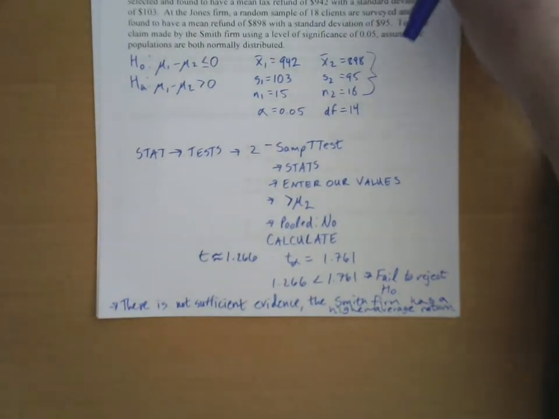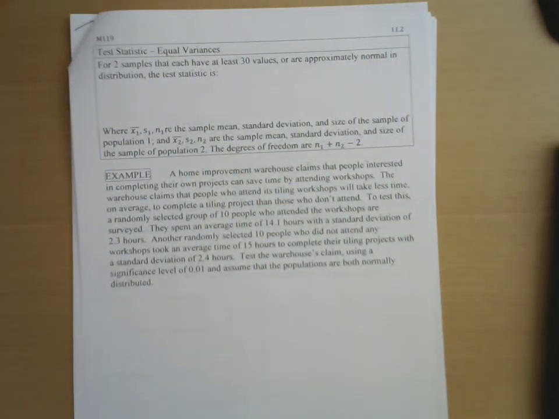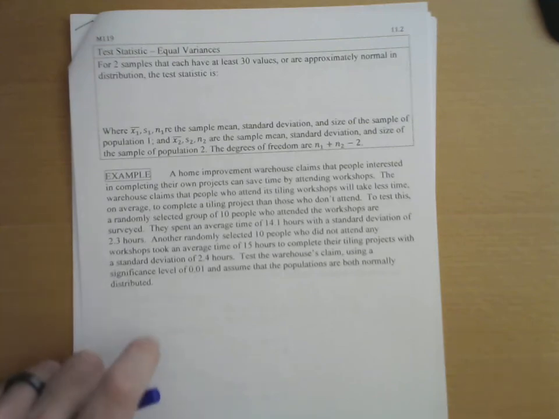Okay, so let's go through another example now to use the steps. But for this one, we're going to shift gears, and as we mentioned, that was the unequal variances. Now we're going to look at what happens when we have equal variances. And if you remember from chapter 10, the equal variance variety is always more complicated. So again, 2 samples, at least 30 in sample size or approximately normally distributed.